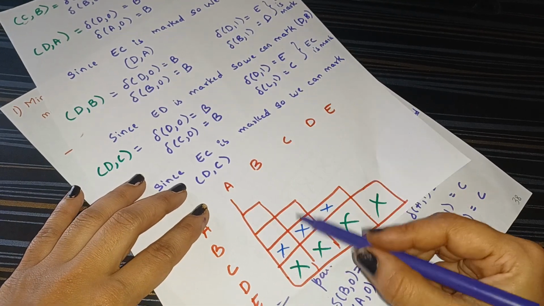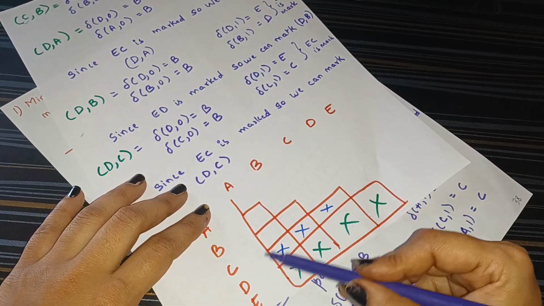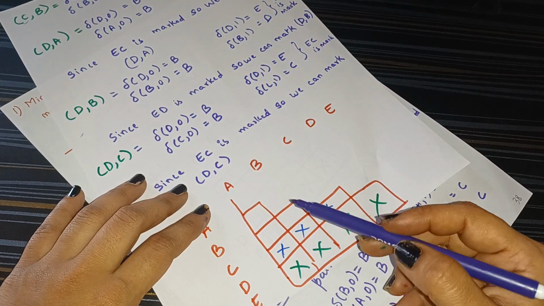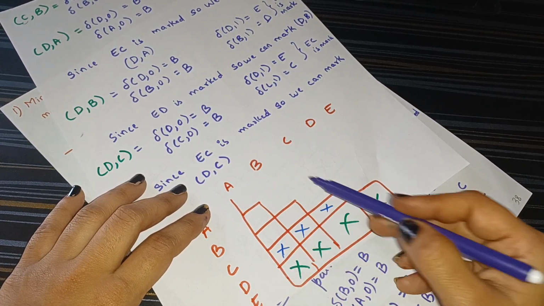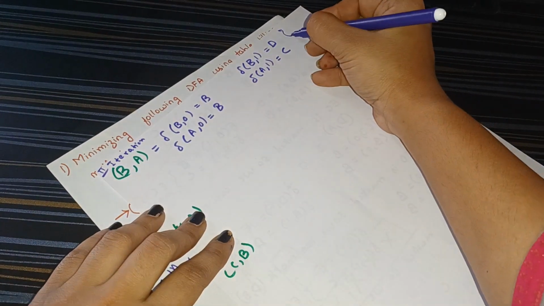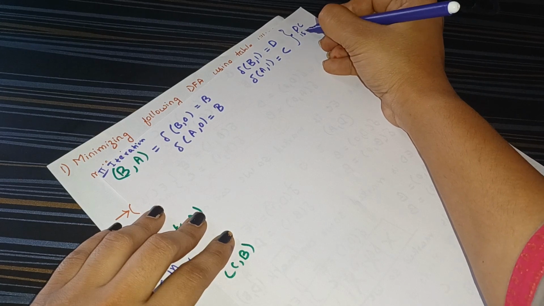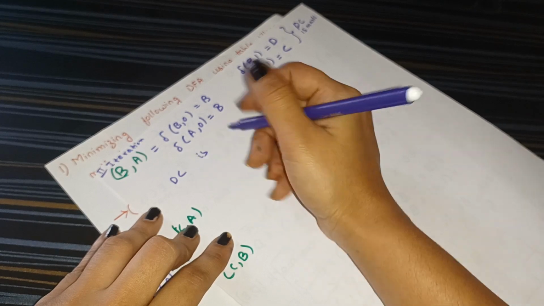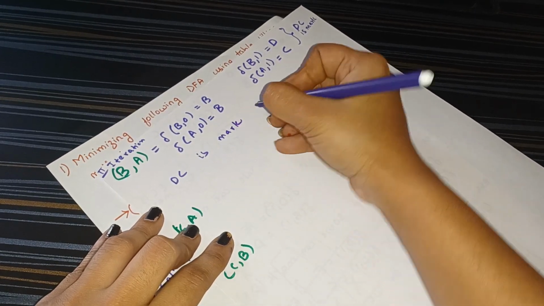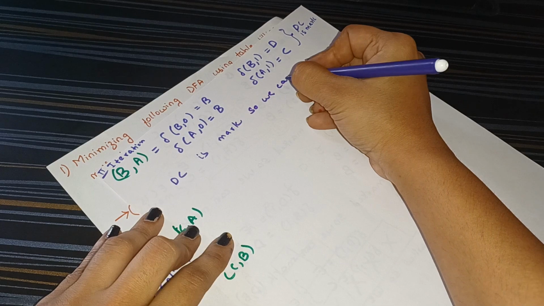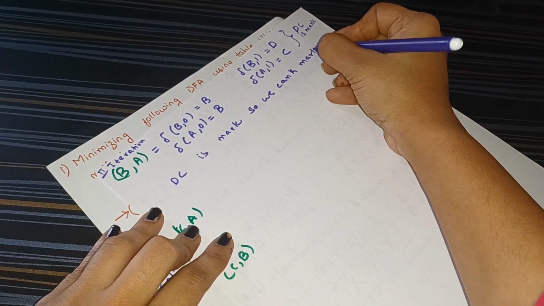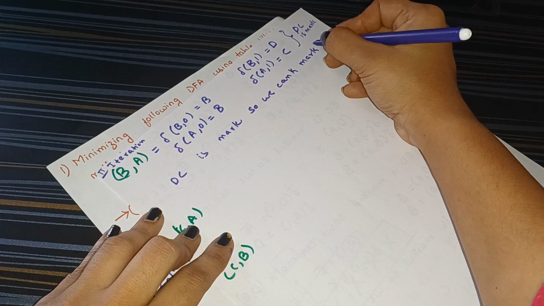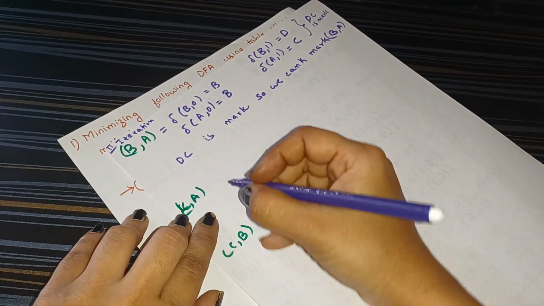Here we have drawn this table, right? Now we have to check: BB is not marked, and BB we don't have that condition itself. So DC is marked. Since DC is marked, we can mark BA. Okay, next CA.